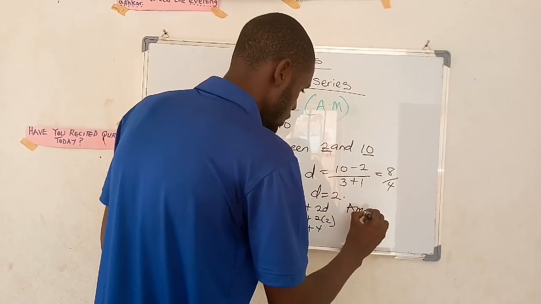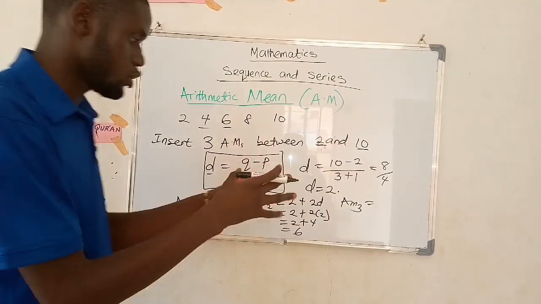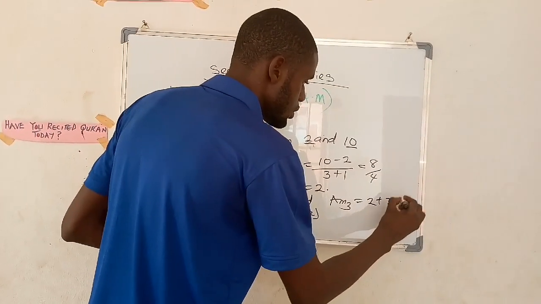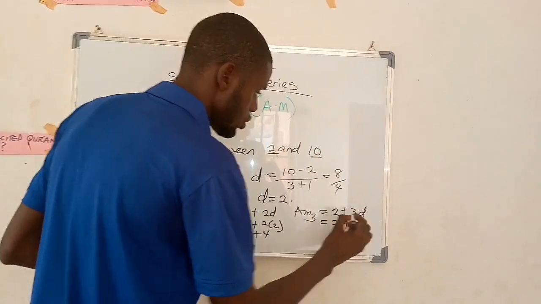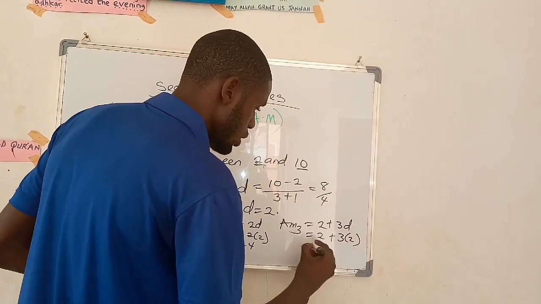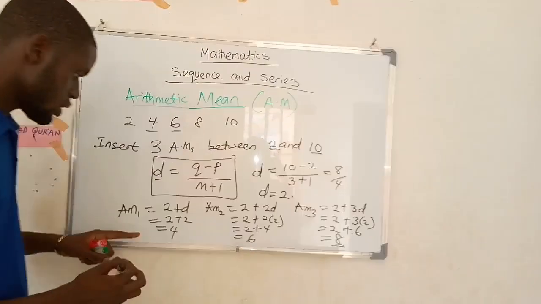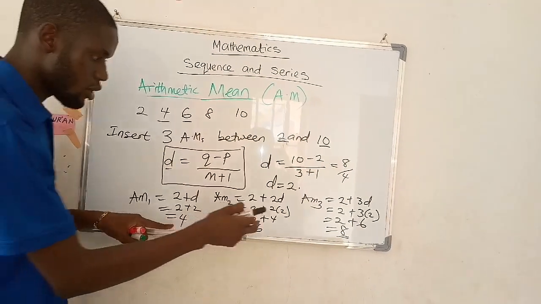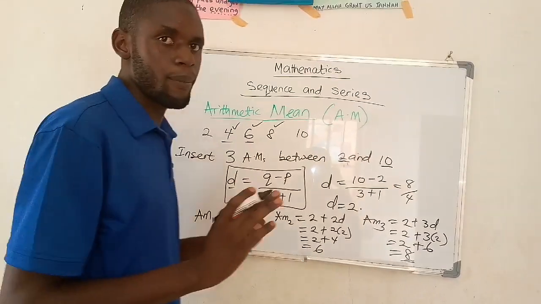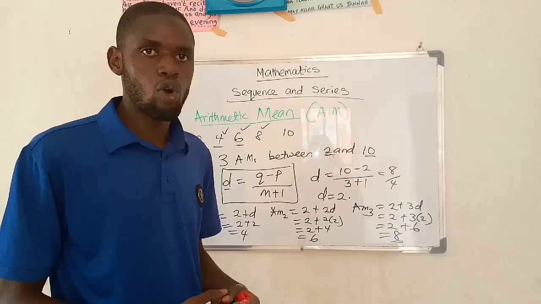Now the AM3, remember this is called direct computation, so you just put them directly. The first term was 2 plus this time 3D, and now it goes to 2 plus 3 times 2, so you have 2 plus 6, which gives you 8. So it means that we're going to insert 4, 6, 8. Confirm. So you are going to use this method to do all AMs.